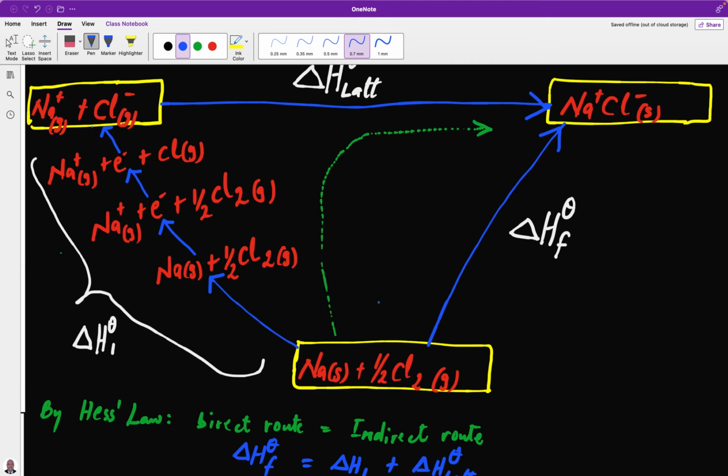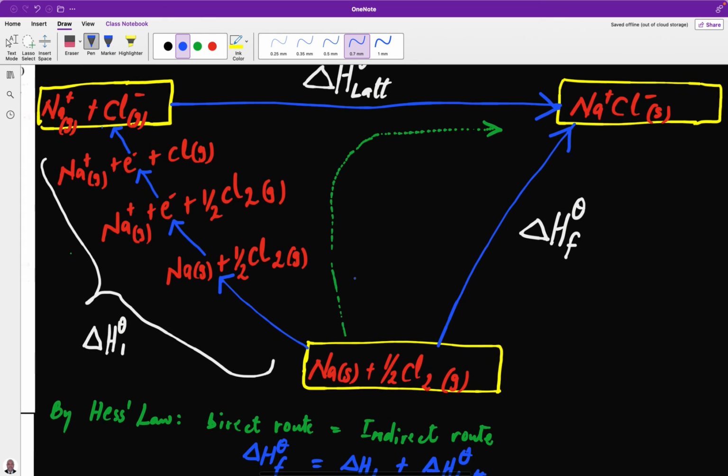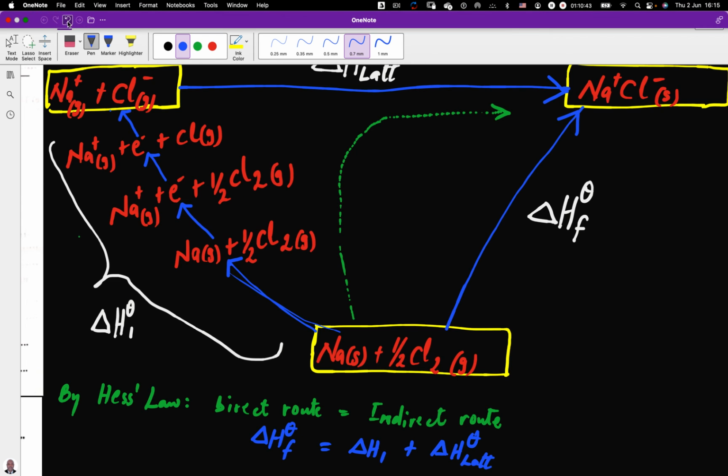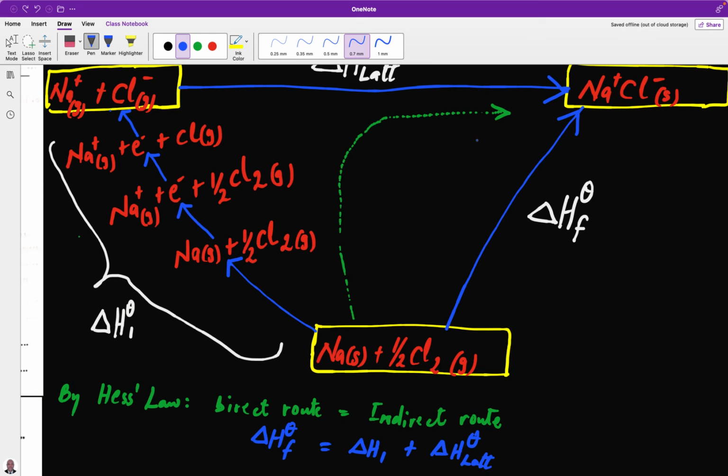I have drawn this cycle here like this. Use this cycle to calculate it. Now, you see, this is the direct route according to Hess's law. The direct route is from here to the ions. The indirect route is this one that goes round before coming here, and that is why I have indicated it by the dotted line.